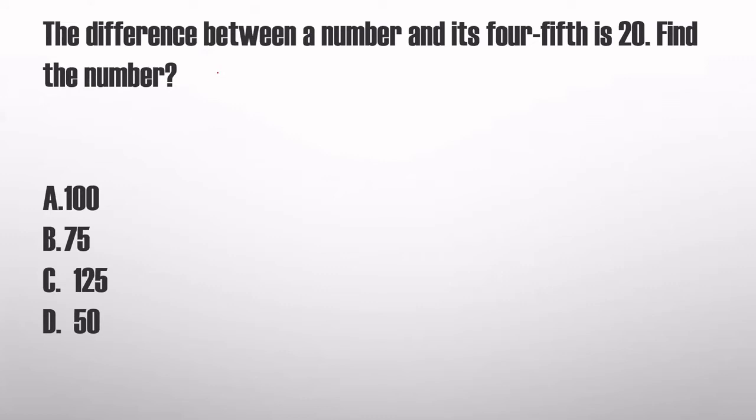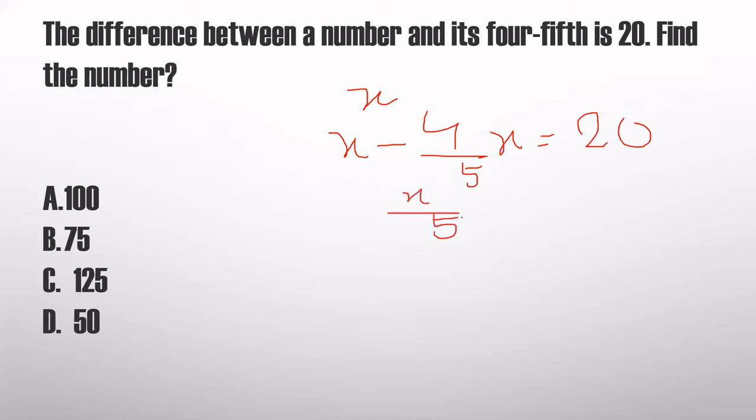The difference between a number and its 4/5 is 20. Find the number. Okay, so the difference between a number and its 4/5. Let's say the number is x. So if the number is x and 4/5 of that number, if the difference is 20, if you solve it, you will get this particular number, x equal to 100.